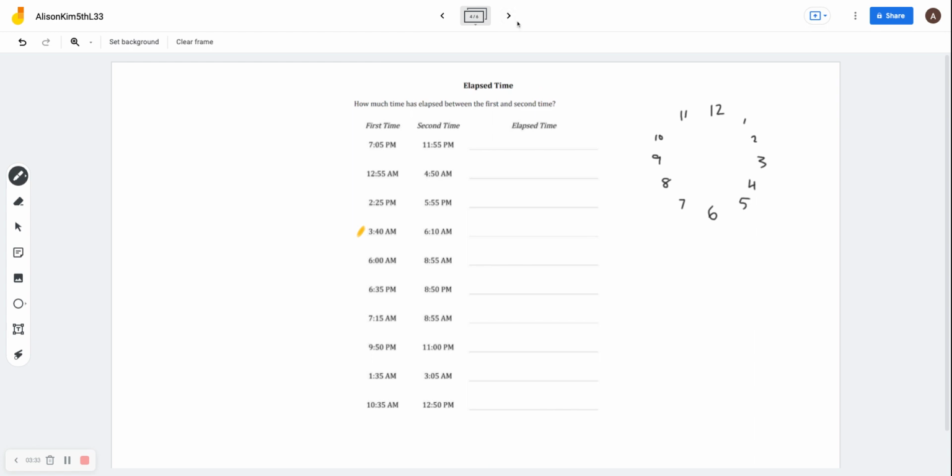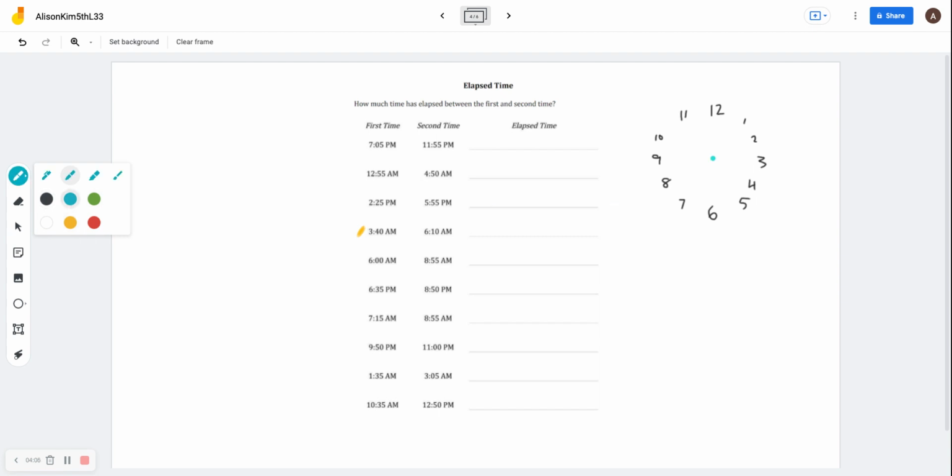Now we're going to be dealing with when the minutes and the hours are different. So let's do the fourth one. It says 3:40 a.m. to 6:10 a.m. Now the units are a.m. to a.m., so it won't be more than 12 hours, obviously. So we're going to keep that in mind. And we're just trying to figure out how much time has passed.